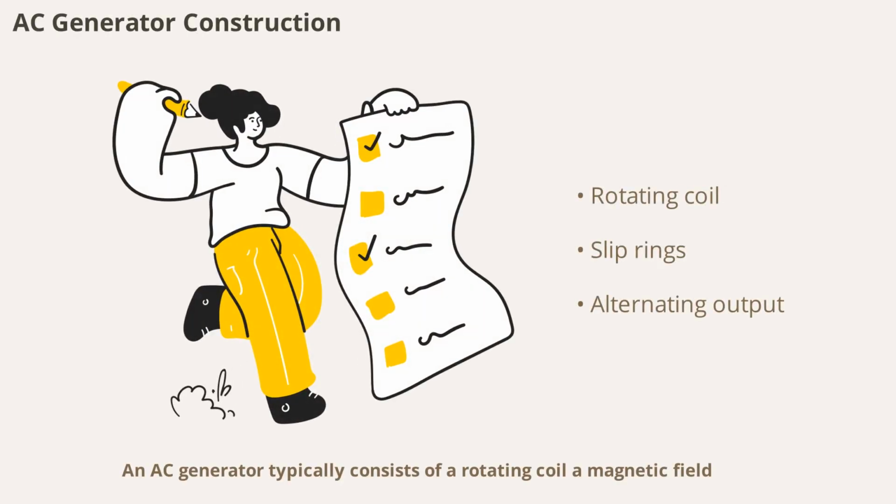An AC generator typically consists of a rotating coil, a magnetic field, and slip rings to transfer the generated current. As the coil rotates, the magnetic flux through it changes, inducing an alternating EMF. The slip rings ensure that the output current alternates smoothly, making AC generators ideal for large-scale power production.